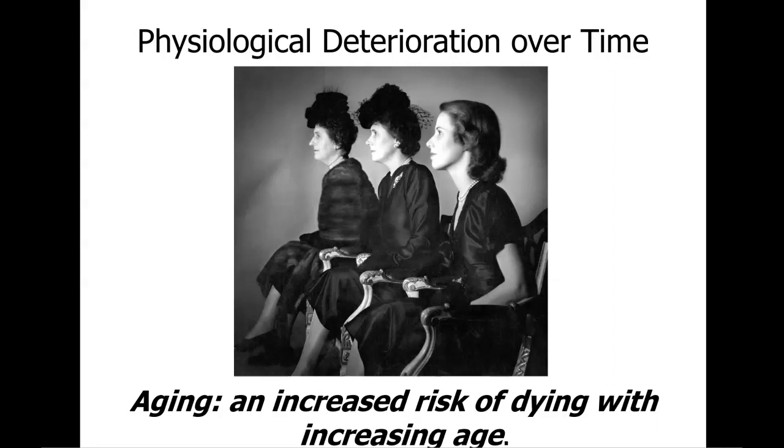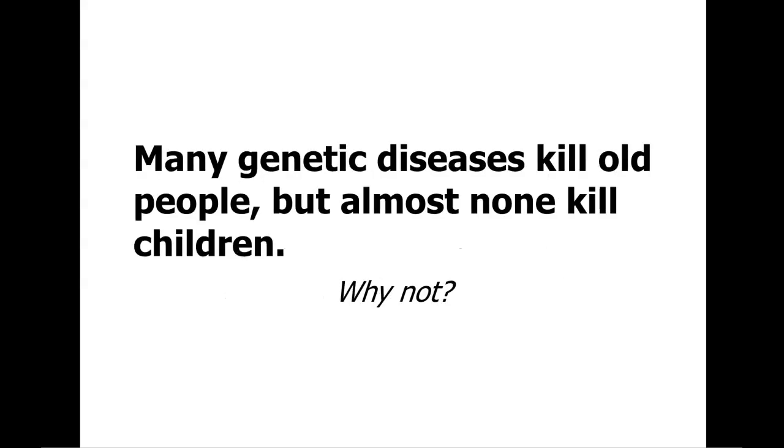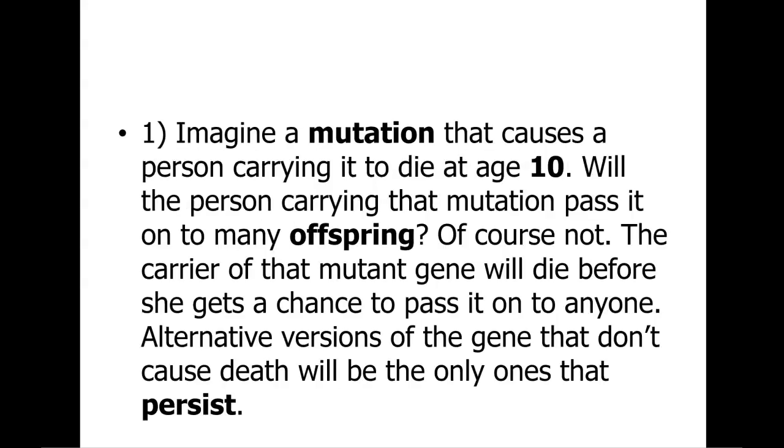Evolutionary explanation: the force of natural selection is going to lessen with advanced aging. And of course, you're going to have two examples of this. So why do they age? Well, like we said, the force of natural selection and many genetic diseases. They'll kill older people, but almost none kill younger people. So why is this? Well, like we said, there's two examples.